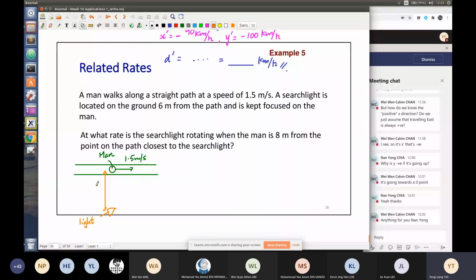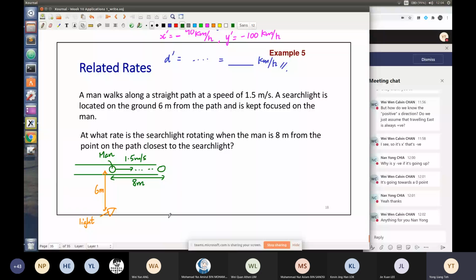At what rate is the searchlight rotating when the man is 8 meters from the point on the path closest to the searchlight? So after some time, the man walks and reaches somewhere here. When the man reaches here, this distance is 8 meters.